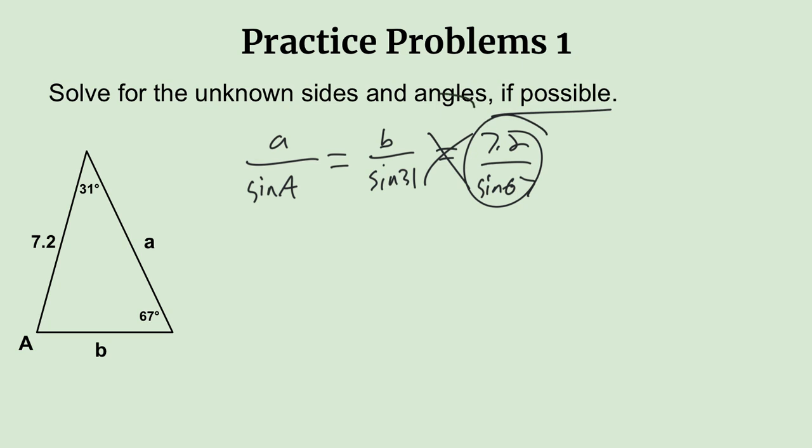So doing this part here, I would get B equals 4.02, 4.0. And then we can find A by doing 180 minus 31 minus 67, which is 82 degrees.